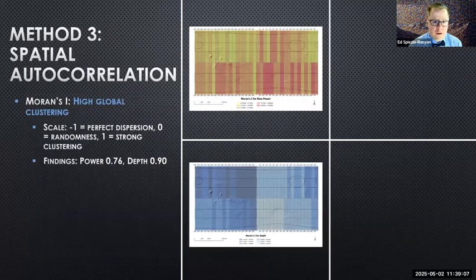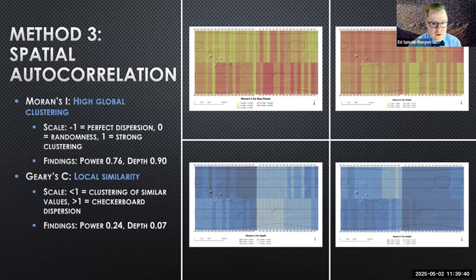The third method was a spatial autocorrelation. I used Moran's I and Geary's C to test whether reflectors were statistically clustered across space. For Moran's I values, -1 equals perfect dispersion, 0 is randomness, and 1 is strong clustering. My values averaged around 0.76, indicating a strong tendency toward clusters. And for depth it was 0.9. Again, very strong tendency toward clustering at that point.